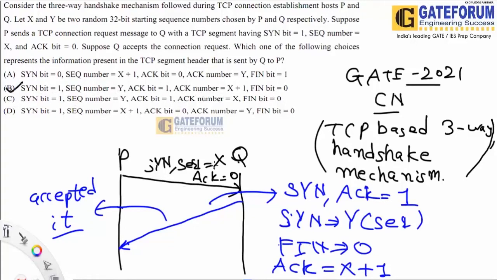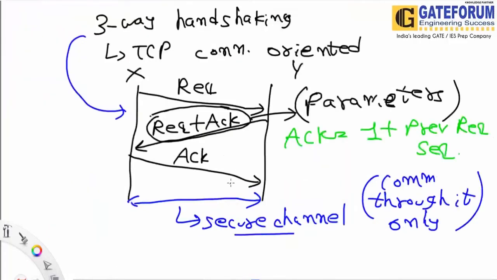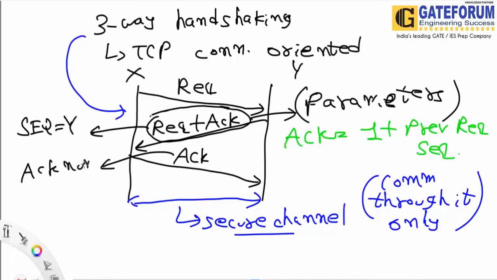So always understand how this three-way handshaking happens. First of all, P will send a particular request. Q will send the request plus the other response, or you can say the acknowledgement of that request, and after that P will just send the acknowledgement, and then the secure channel is there. Okay, just understand one more thing. Let's say here it has sent a sequence number as Y. So in this acknowledgement, the acknowledgement number would be Y plus 1.